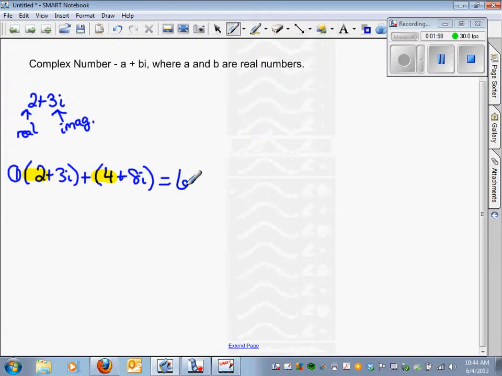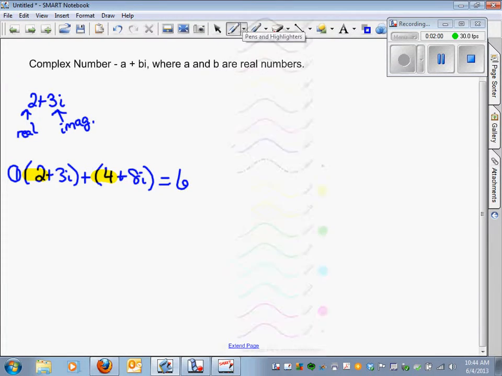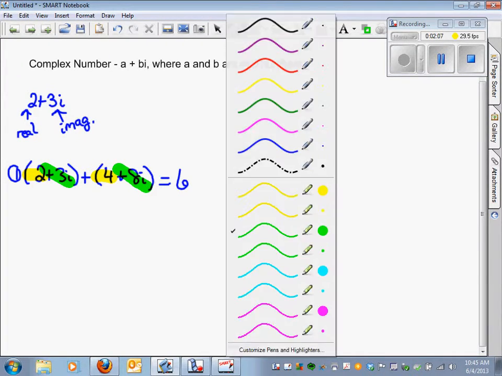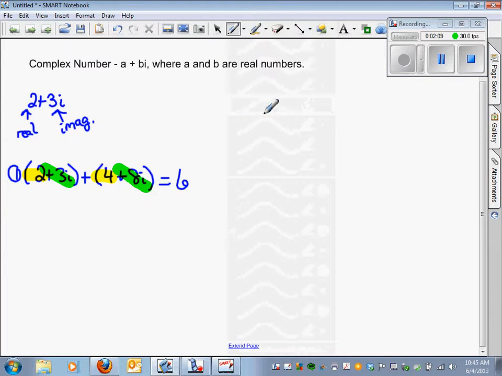Then we look at the imaginary portions. The imaginary portions here are the 3i and the 8i. Well, 3i plus 8i would give us 11i. So the new complex number would be 6 plus 11i.